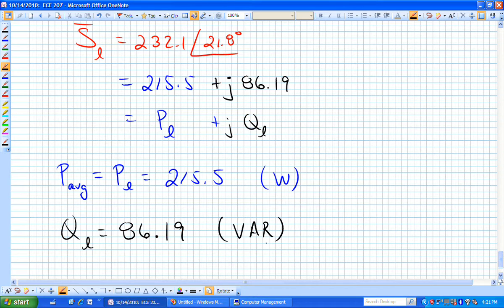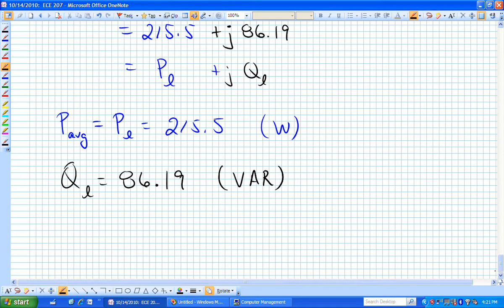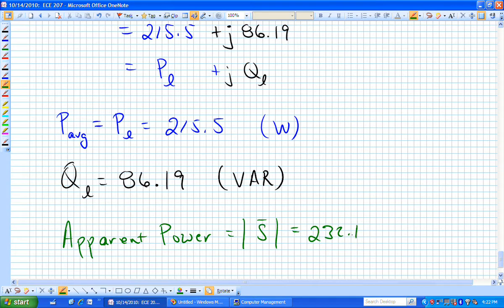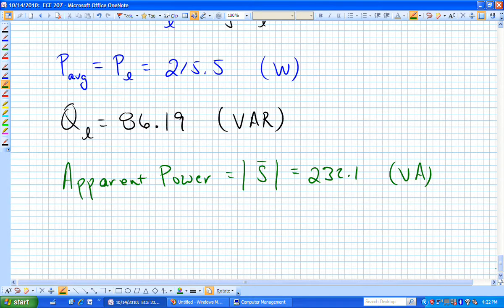That went up in our picture of our triangle. Our apparent power, the power that the power company is having to produce, is the magnitude of the complex power, or the length of the hypotenuse. And that was 232.1, and that has units of volt amperes. Now we have 4 of the 5 points.